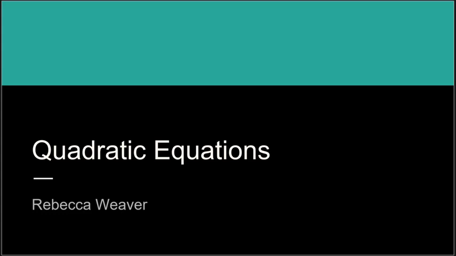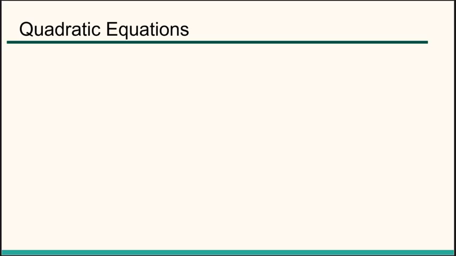I'm Rebecca Weaver. I'm going to be looking at quadratic equations today. Let's get started. Let's say you have something that looks like this. This says (x - 3)(x + 2) = 0. I need to figure out what I can put in here for x that would make this thing equal 0?